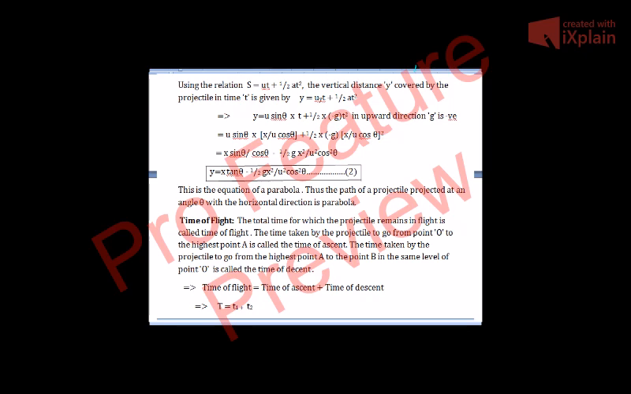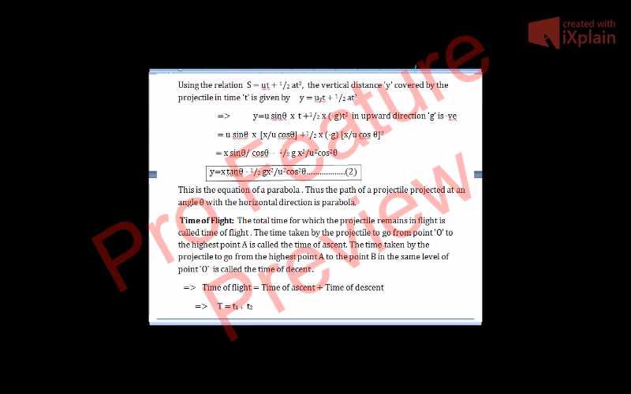Now let us take another term, that is time of flight. What is time of flight? The total time for which the projectile remains in flight is called time of flight. When you throw it, as long as it remains in the air, till it reaches the ground, that time is called time of flight. So the total time for which the projectile remains in the flight is called time of flight.